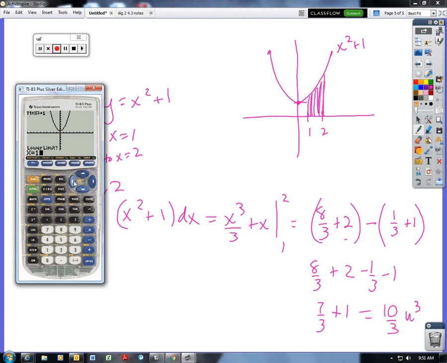Oops, see, that doesn't seem too right. I forgot to hit enter. Here, just hold on a sec, delete. Okay, 1, and then upper limit 2, enter. And it's 3 1/3. And it shows the little area.